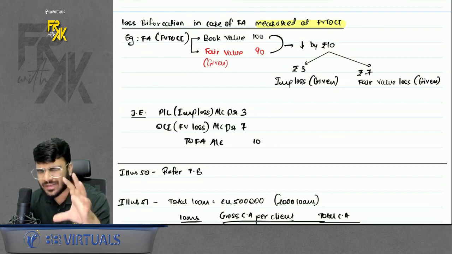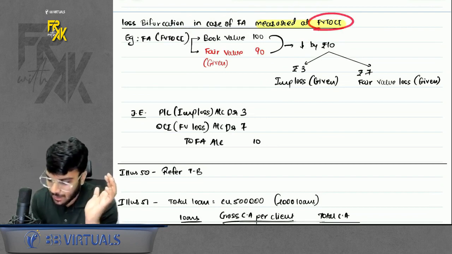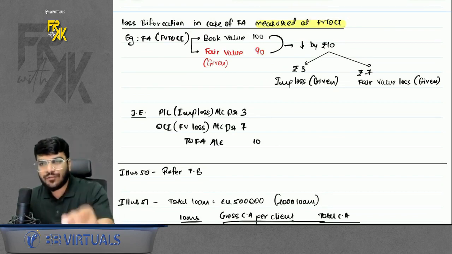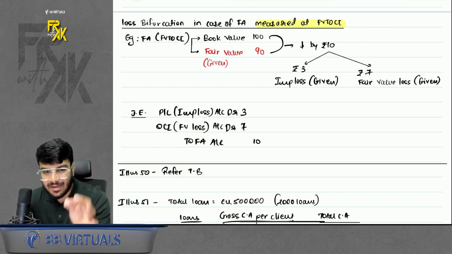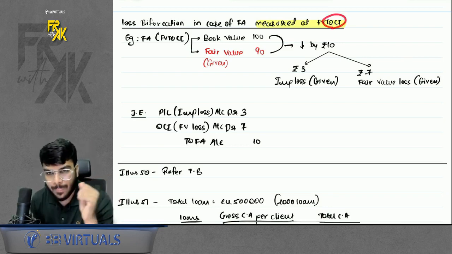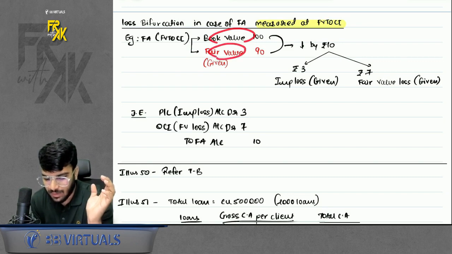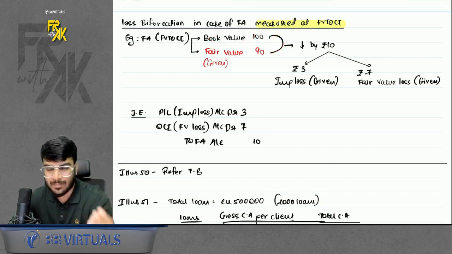Let's say for example, you have a financial asset at FVT OCI. What is the meaning of FVT OCI? That means each and every fair value gain or loss, if it is unrealized, will be transferred to OCI. Now let's suppose your carrying amount was 100, fair value was 90. So you will reduce the financial asset by 10 rupees.